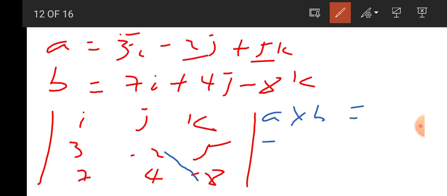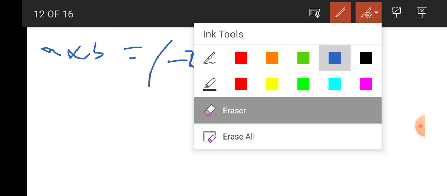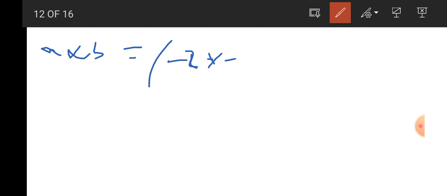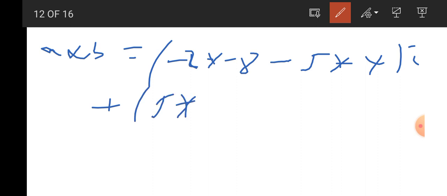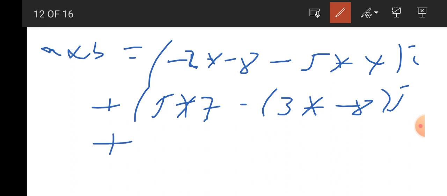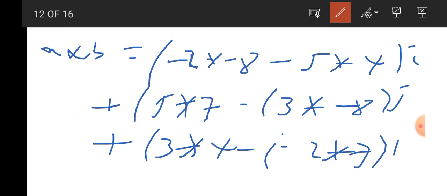that is 16. A cross B is equal to minus 2 times minus 8, sorry, minus 2 times minus 8 minus 5 times 4 in the I direction, plus 5 times 7 minus 3 times minus 8 in the J direction, plus 3 times 4 minus 2 times 7 in the K direction.